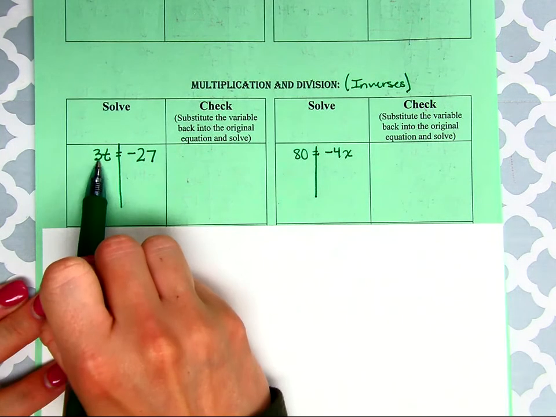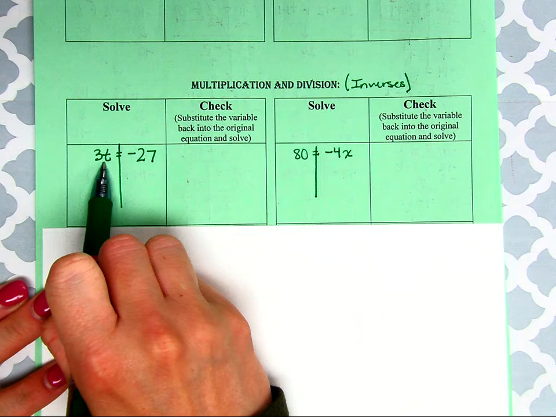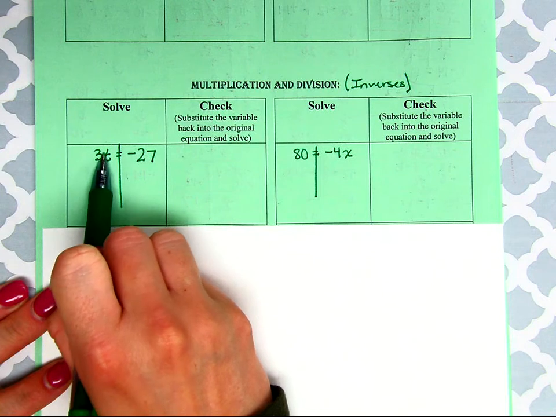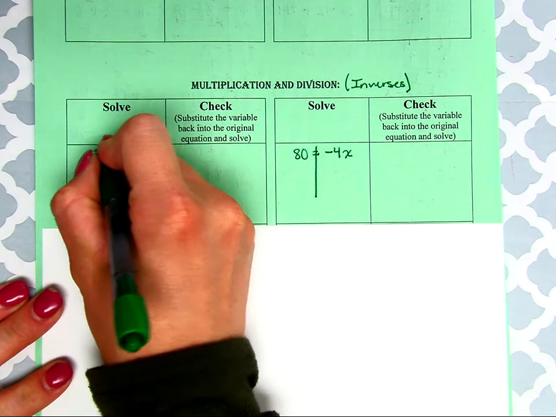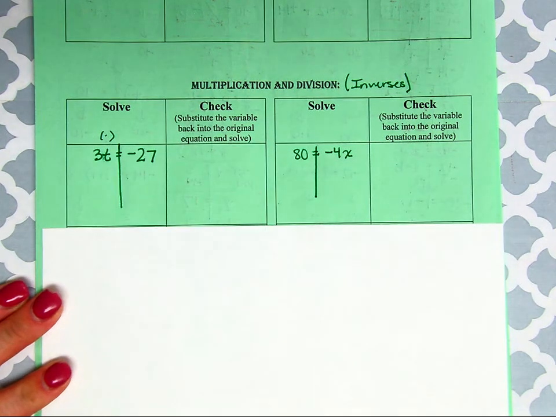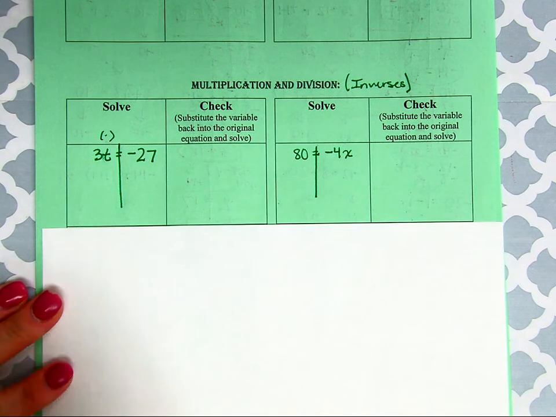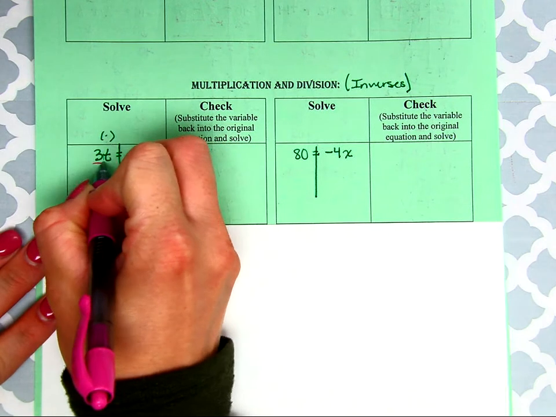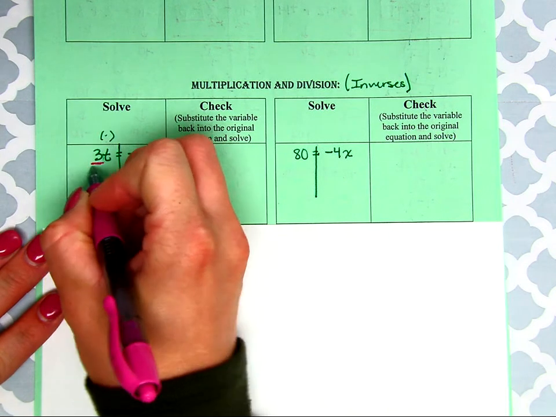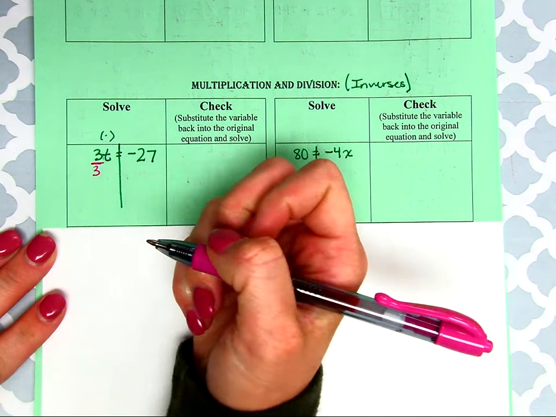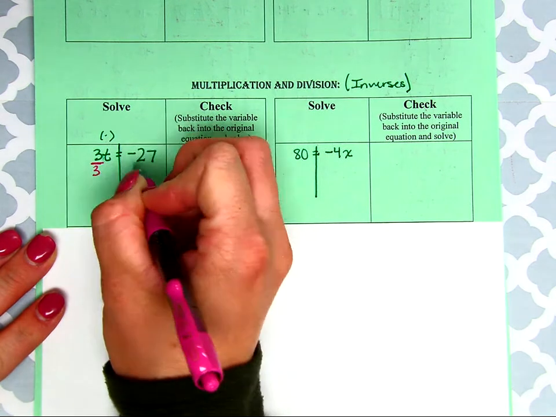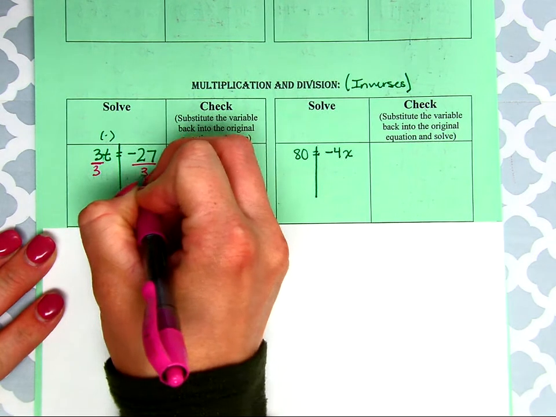So when we see a letter and a number right next to each other with nothing written in between, remember this means that we're multiplying there. Okay, so this is 3 times t. So to undo it, we're going to divide. And oftentimes in algebra, when we write divide, we use the fraction bar, which also means to divide by 3. Okay, remember, whatever we do to one side, we also have to do to the other.